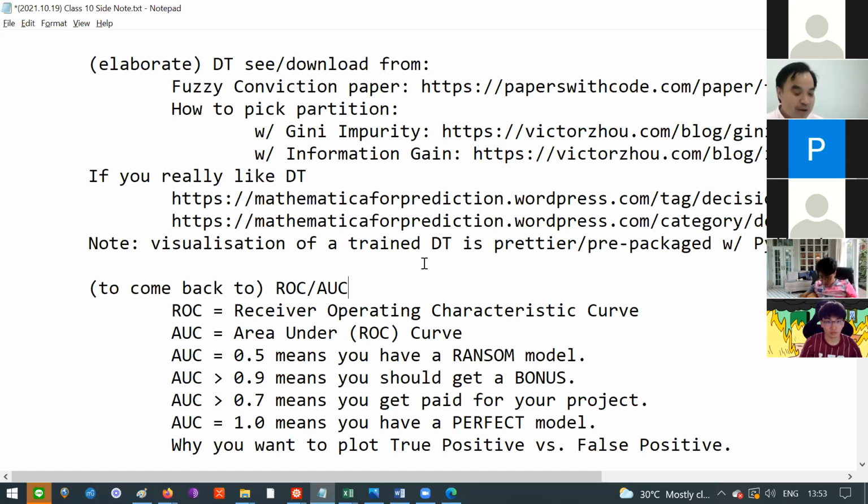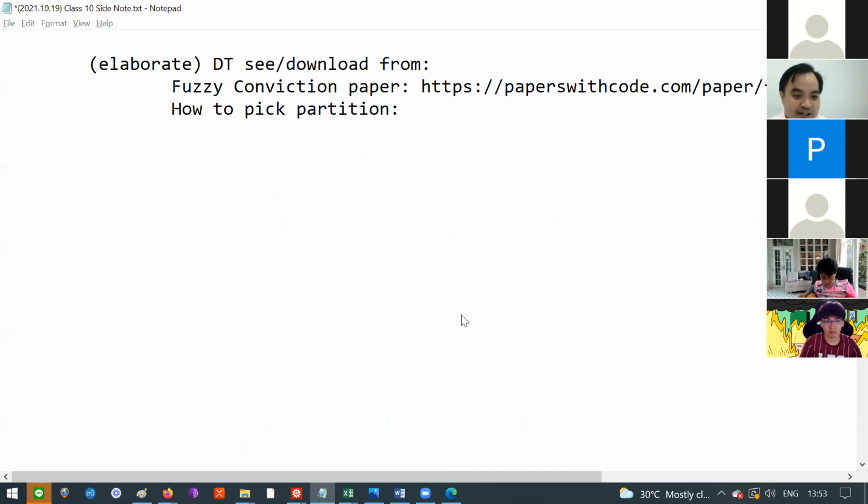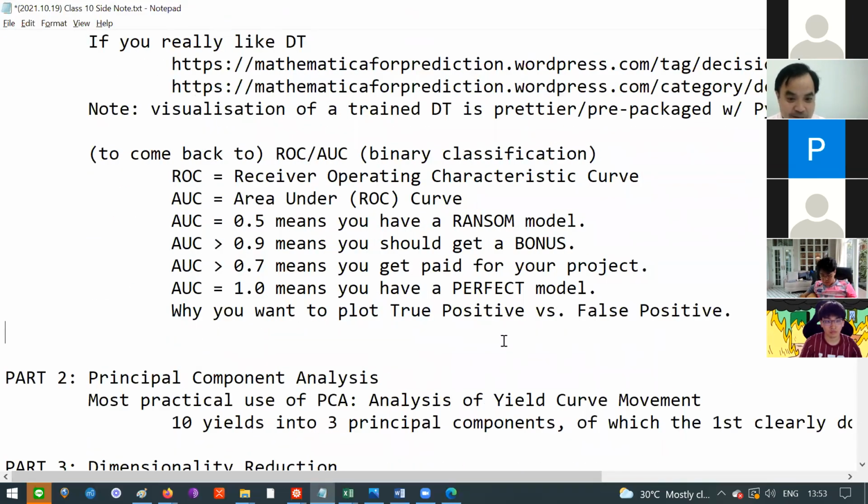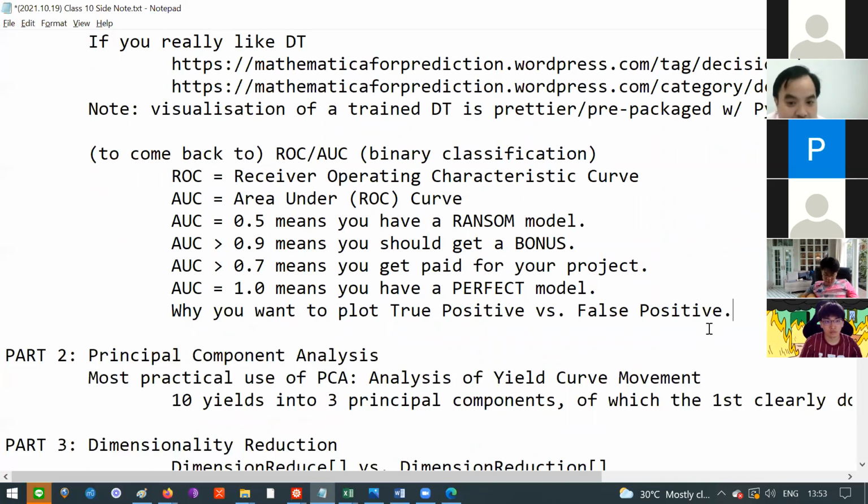By the way, this is for any kind of classification, but it works for binary classification. If you have multiple classes, then you have many lines, and you have to inspect them all together, so it's a little bit more complicated. Okay, so that's it. Now let's go to the real lecture part. Anybody have a question?